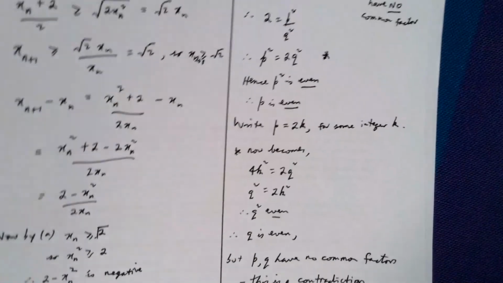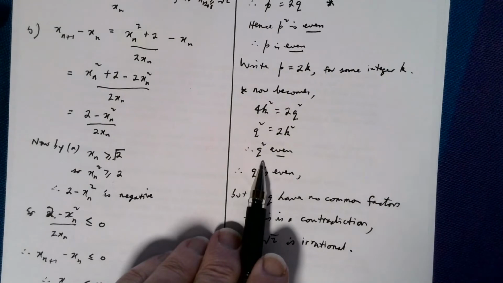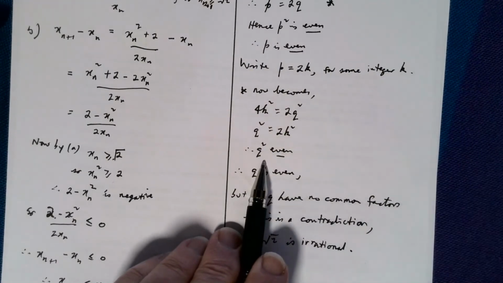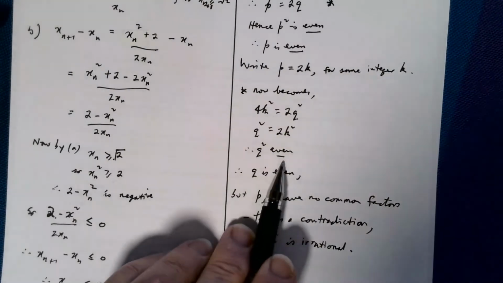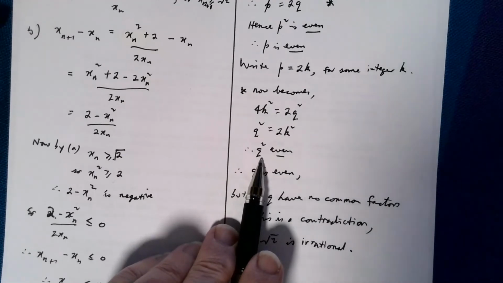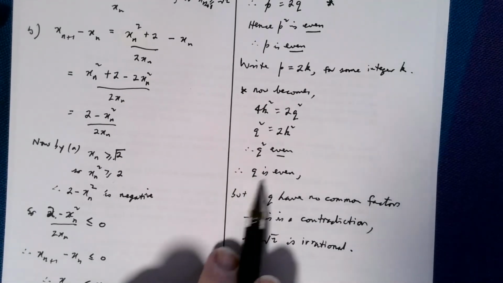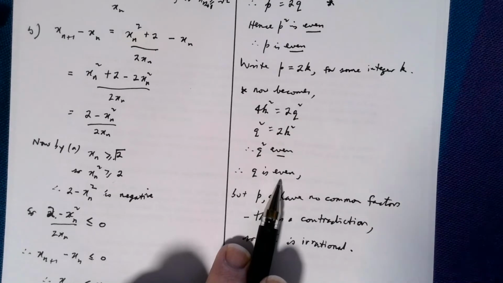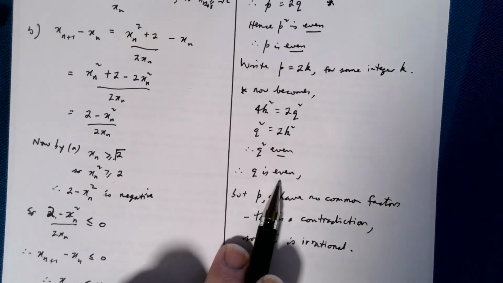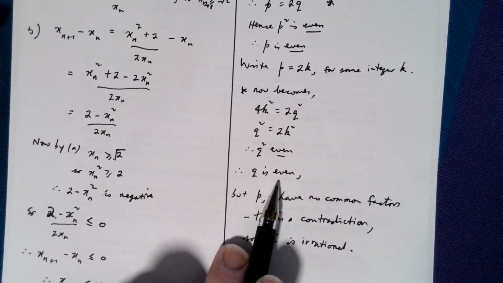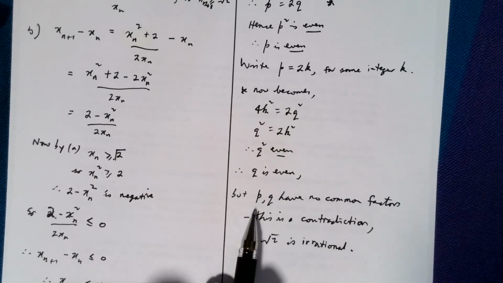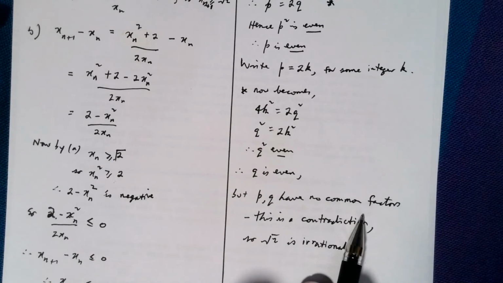Now once again, these are all integers, so that says q squared is an even number. And as we said before, the square of an even is even, the square of an odd is odd, so if q squared is even, q is even. But that means then p is even and q is even, so they have a common factor of 2, at least. But we said p and q have no common factors.